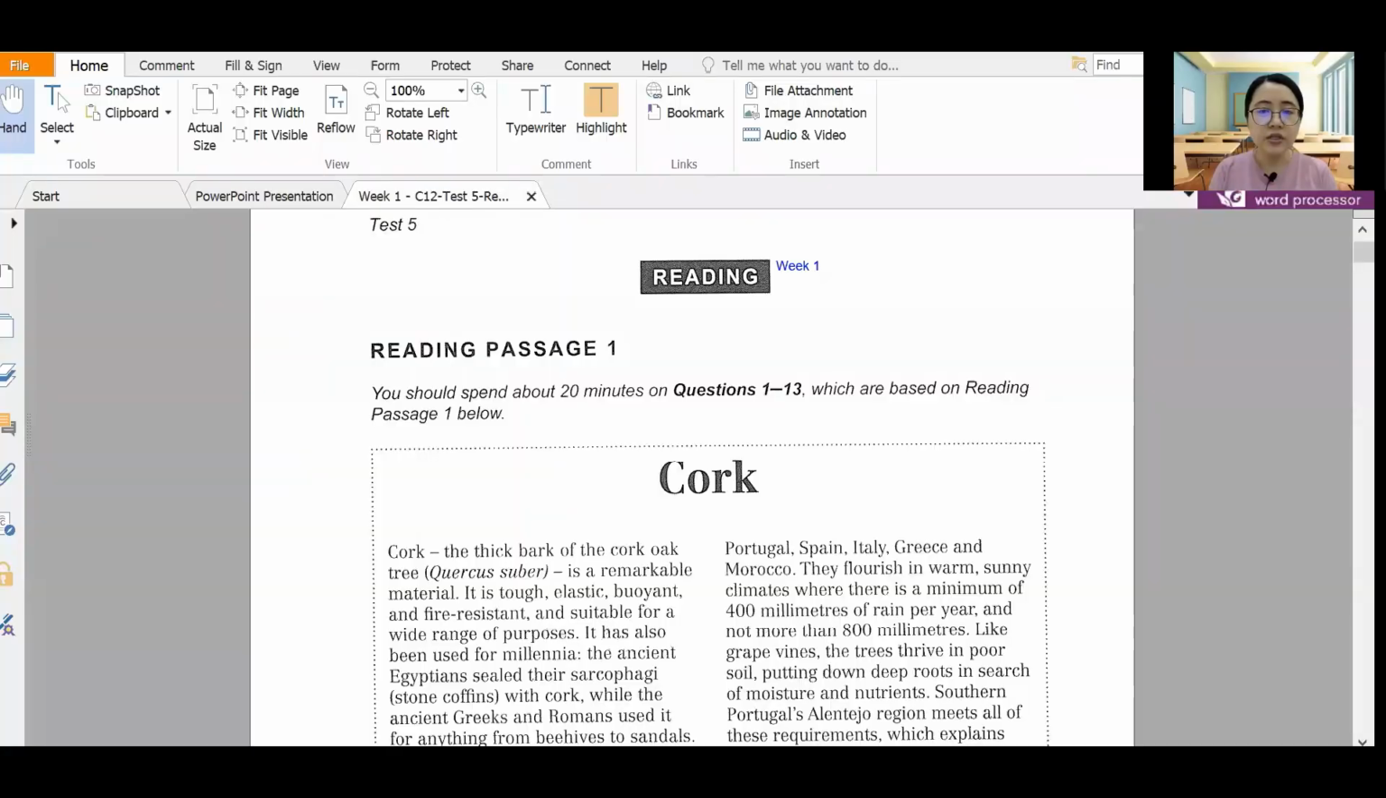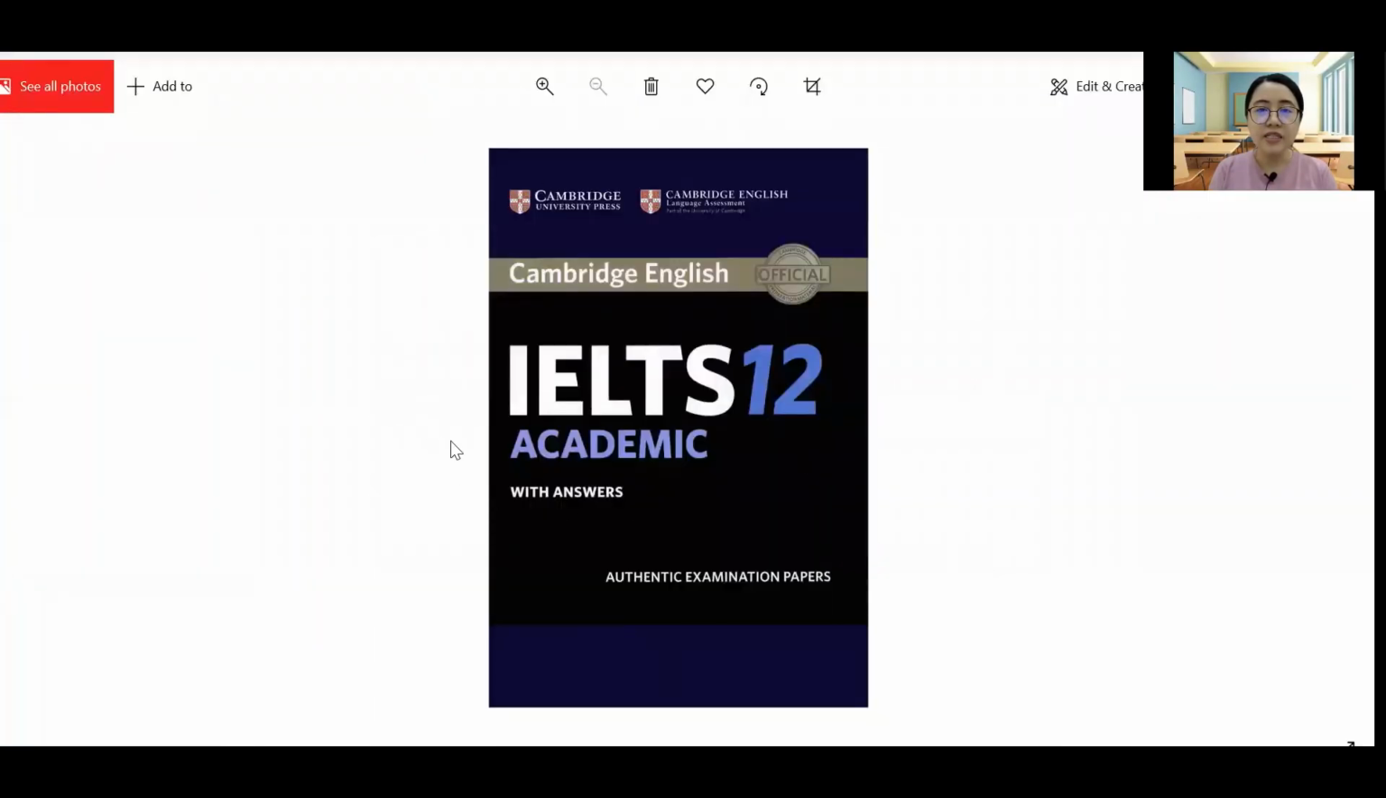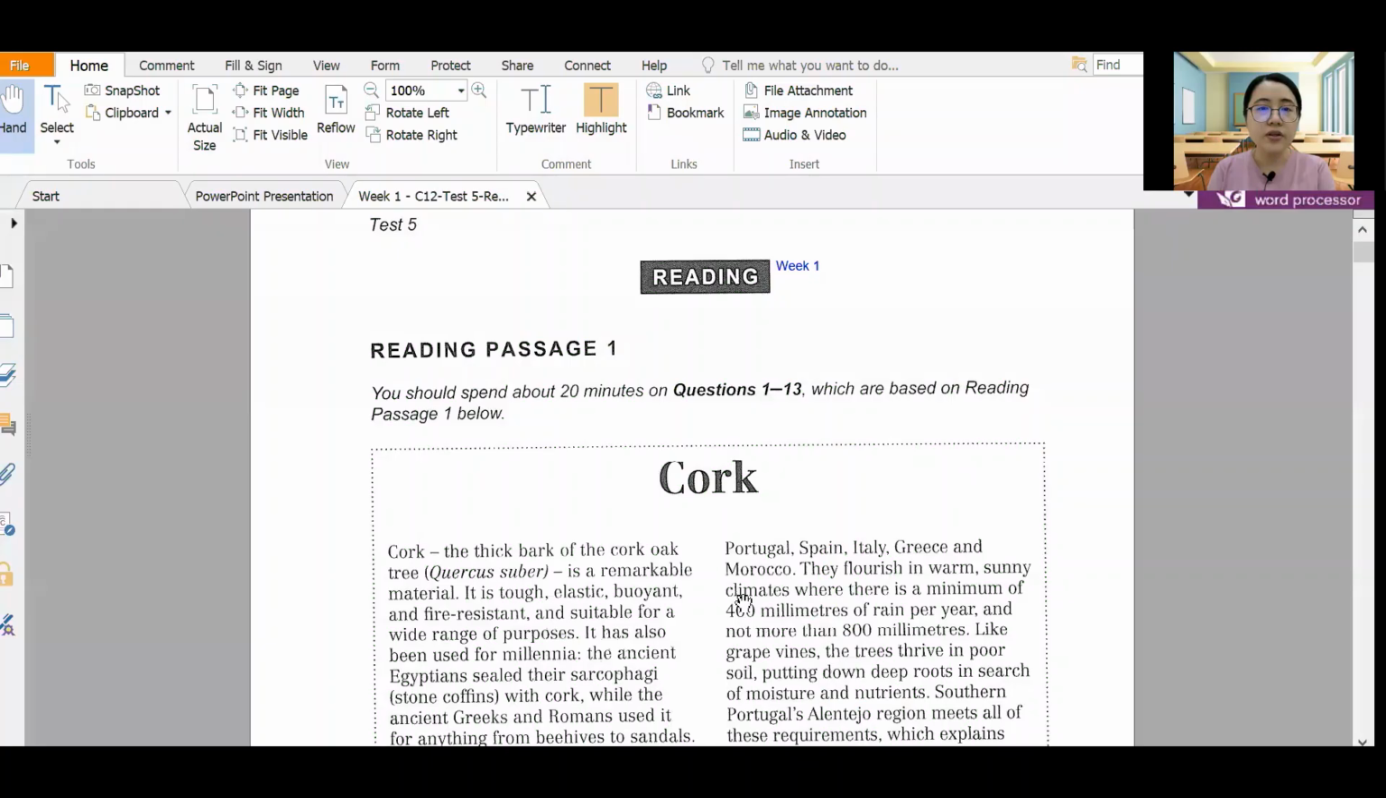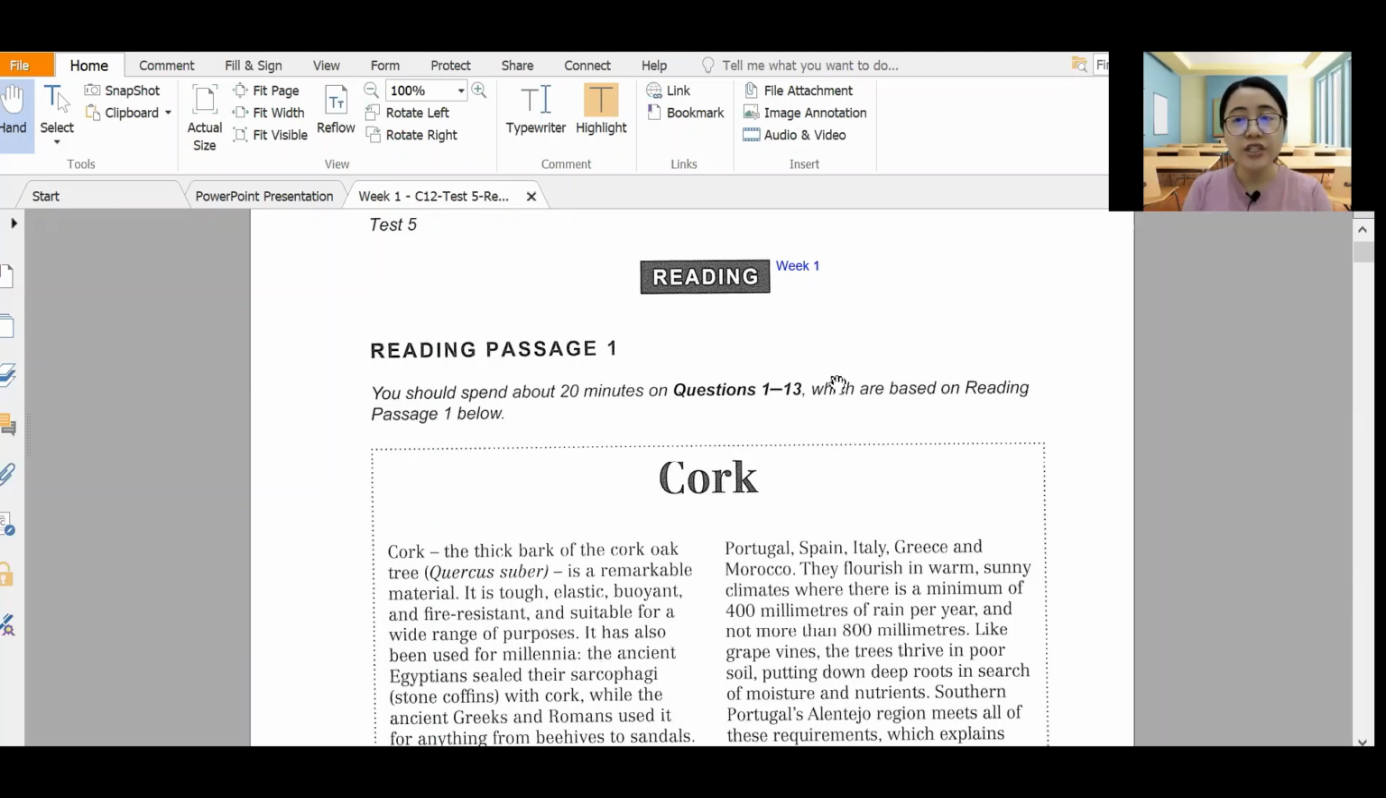All right, so before we begin, if you have this book from Cambridge, that is good. The practice test is from here. I will show you how I solved the first reading passage in 20 minutes. Please make sure you watch and observe the way I do it. I will guide you along the way so that you can complete it as well.